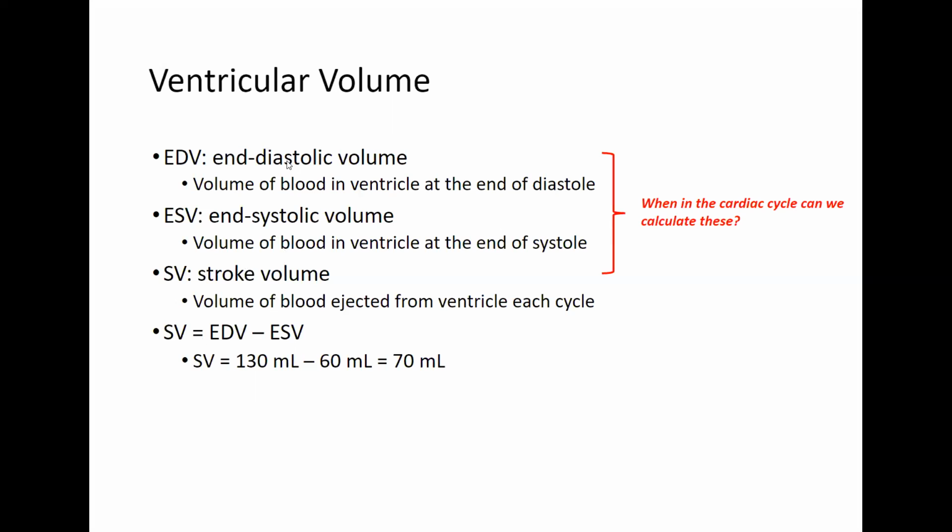So if we had an end diastolic volume at the end of our ventricular filling of 130 milliliters, and then at the end of systole, after we do our ventricular ejection, we're left with 60 milliliters of blood still in the ventricles. Subtract that, and then we would know that we sent 70 milliliters of blood out into the aorta, which then sent it out to the rest of the body.